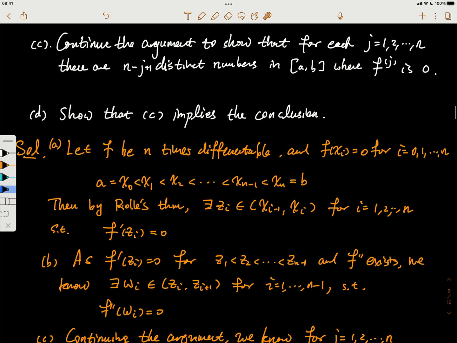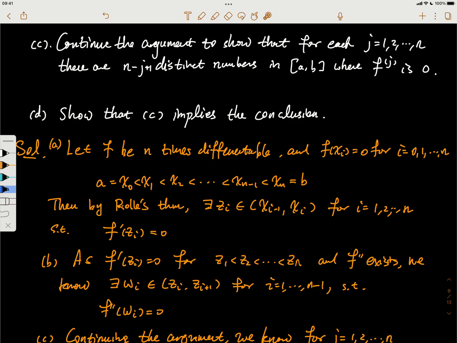Next, since we know f prime is 0 at z1 through zn, sorry, it should be zn here. We know that f prime is 0 at each of these. Because they come from distinct, disjoint intervals as earlier, these points are distinct, and they're also sorted because they're nested in the sorted intervals. That's why they are sorted and distinct.